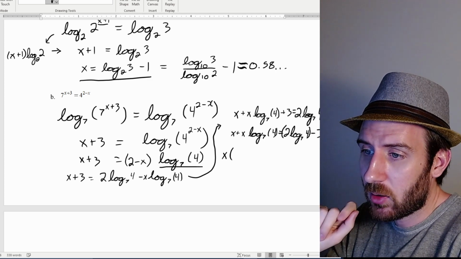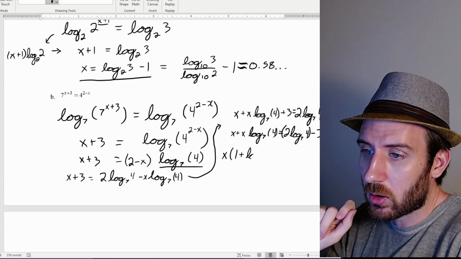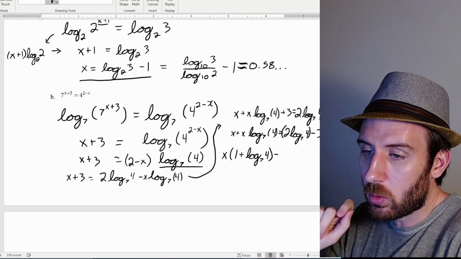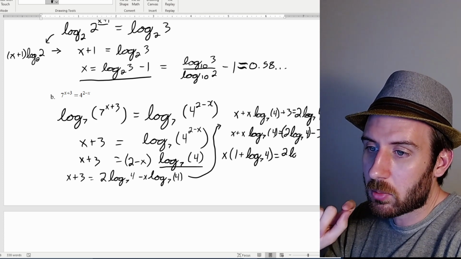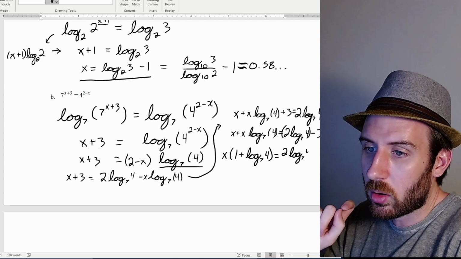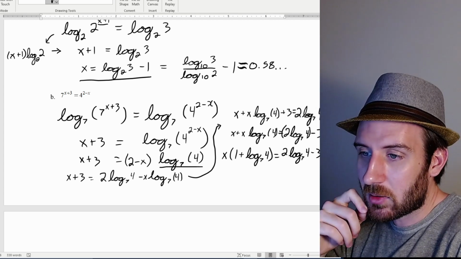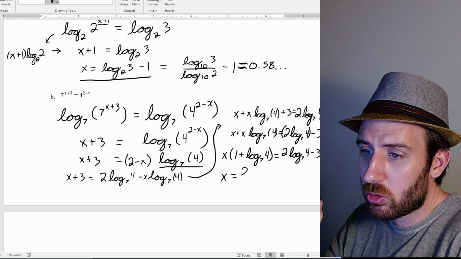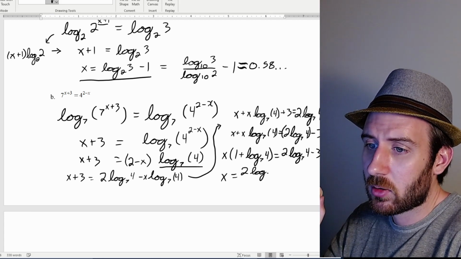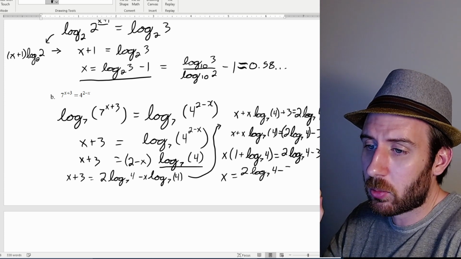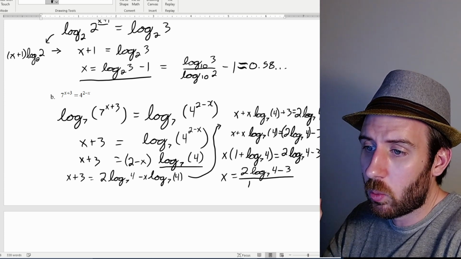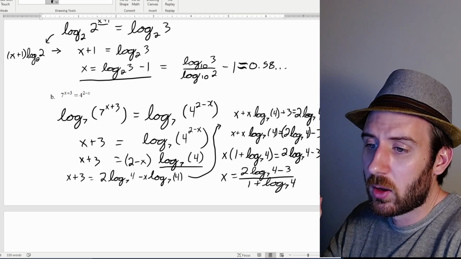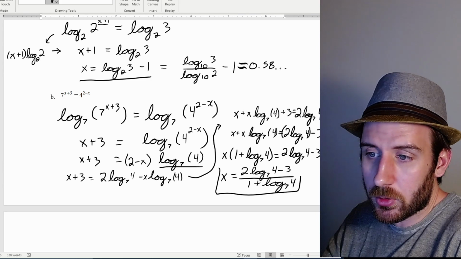I could make this x on the outside. That'd be x times (1 plus log base 7 of 4) equals 2 log base 7 of 4 minus 3. And now to get x alone, I need to get rid of this whole parenthesis thing. I'll divide both sides. That gets me x equals (2 log base 7 of 4 minus 3) divided by (1 plus log base 7 of 4). Not a pretty answer, but it did work.